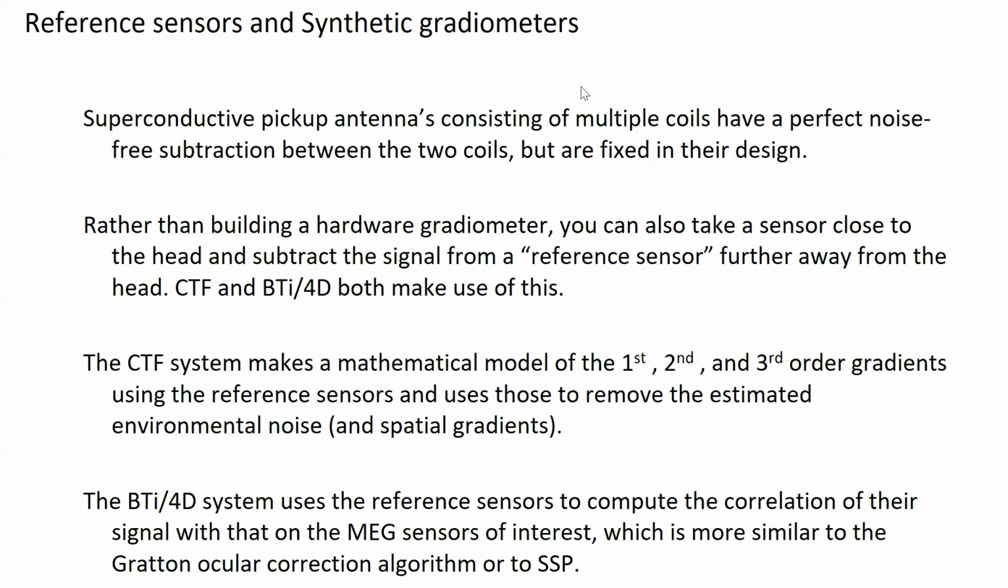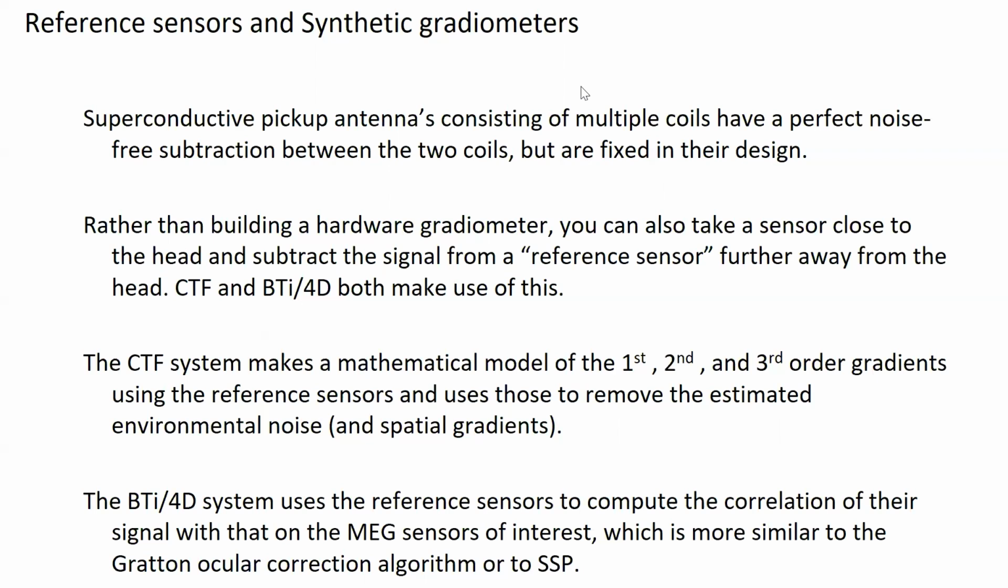Rather than building a hardware gradiometer with the antenna design, you can also take a sensor that's close to the head and subtract the signal from a reference sensor that's further away from the head. That is a technique that is used both by CTF and by BTI or 4D Neuroimaging. They have a sensor array which is head-shaped in the helmet close by, and they have additional sensors that are slightly further away. BTI has magnetometers, the CTF system has gradiometers, but the principle basically applies to both. You just measure the gradient of the noise far away from the head, and you subtract it from the signal that you're recording close to the head.